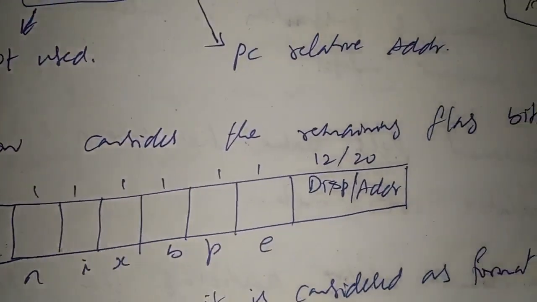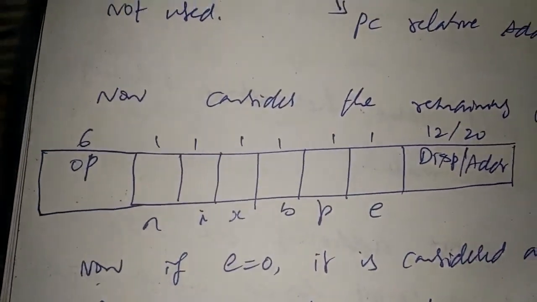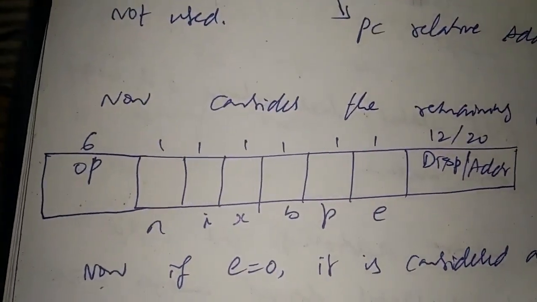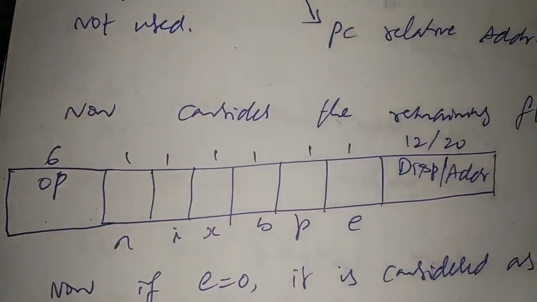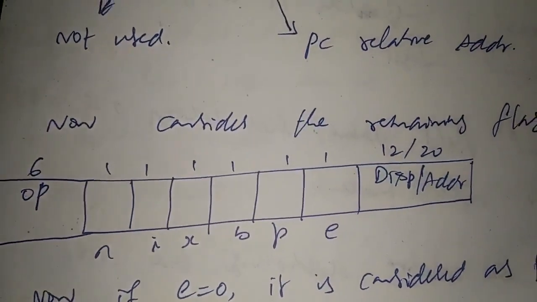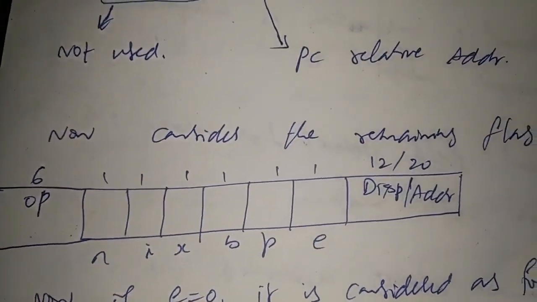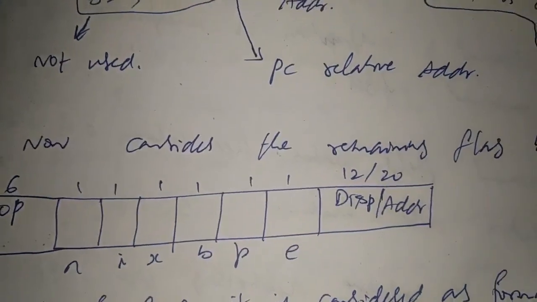Now we consider the remaining flag bits like NIXBPE. So the format is like this. The first 6 bits will have the opcode. Then we have the 6 flag bits, each with 1 bit.